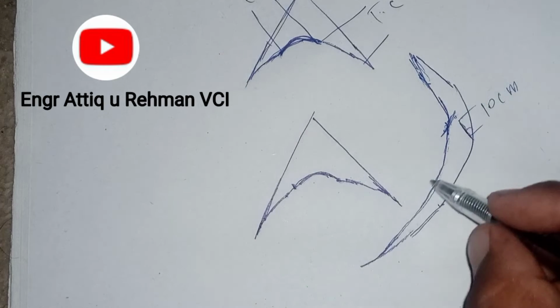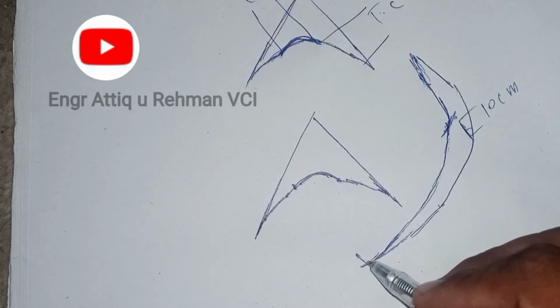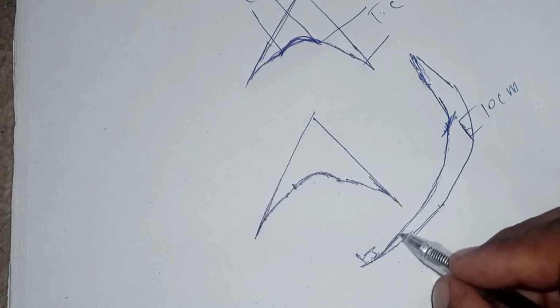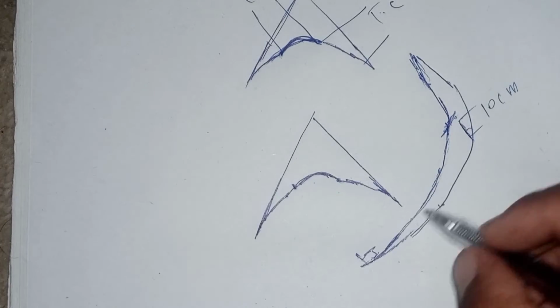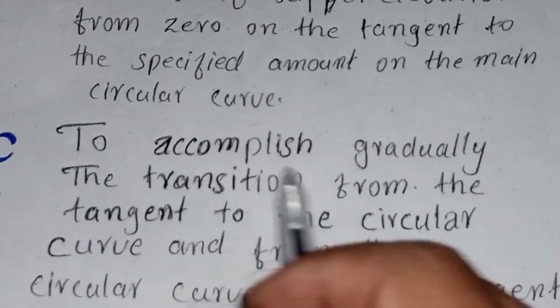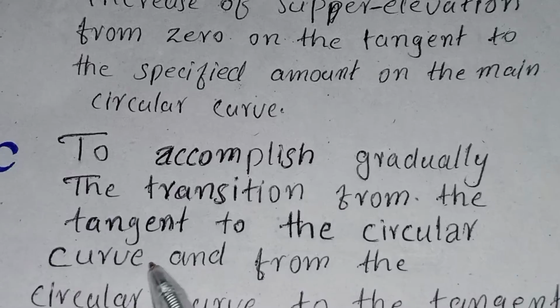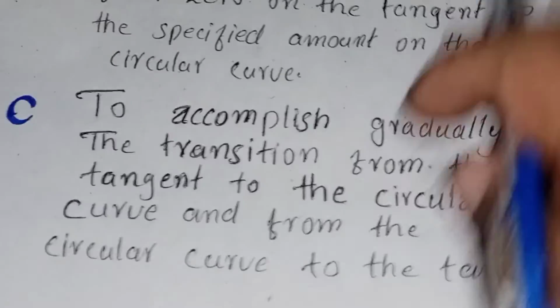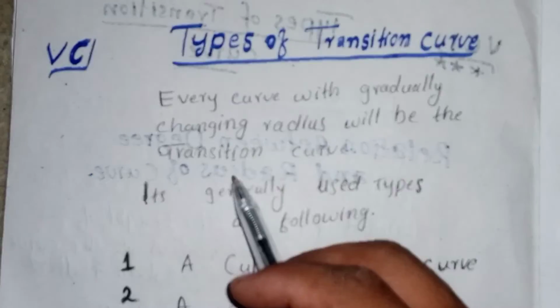You can see that this line has zero curvature, but as the line increases, its curvature also increases. For this easement we provide a transition curve. And third, to accomplish a gradual transition from the tangent to the circular curve and from the circular curve to the tangent.